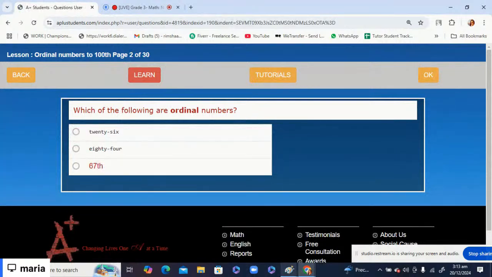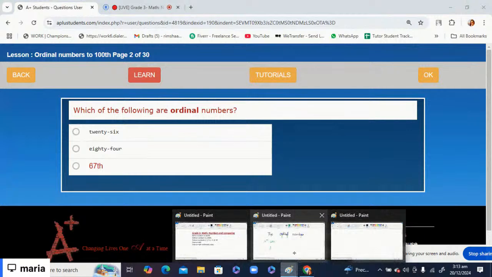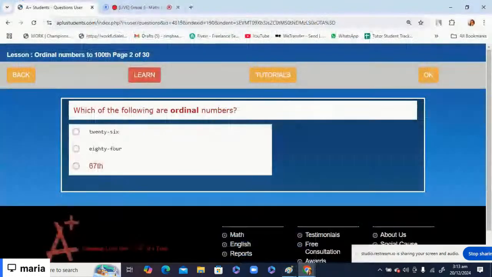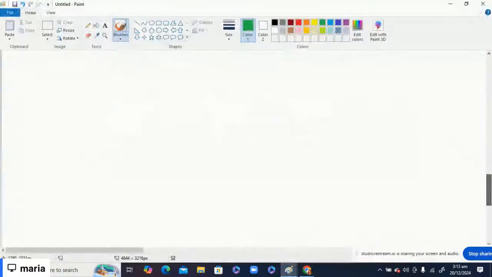Ordinal numbers are numbers that look like this: 10th, 12th. These are your ordinal numbers, with th on the end of them. And one more thing, you are going to write the ordinal numbers this way. If they say 60, then your 60th has th involved. Then if they say 77th, like this way.